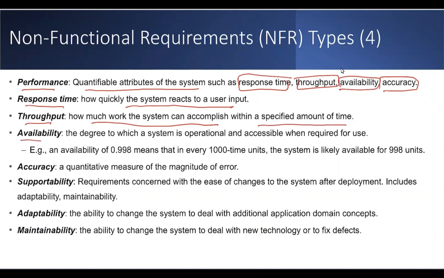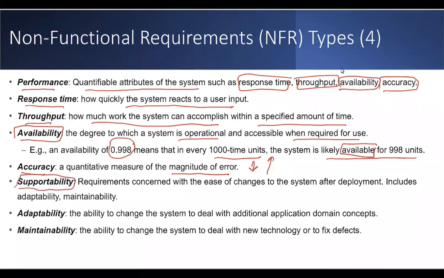When it comes to the definition of availability of a system, it means the degree to which a system is actually operational and accessible when required for usage. As an example, when we have a quantified measure like 0.998, that means in every 1000 time units, the system is likely available for 998 units. That's when we use the word availability. Accuracy of a system means the magnitude of error. The less error we have, the higher accuracy we could retrieve.